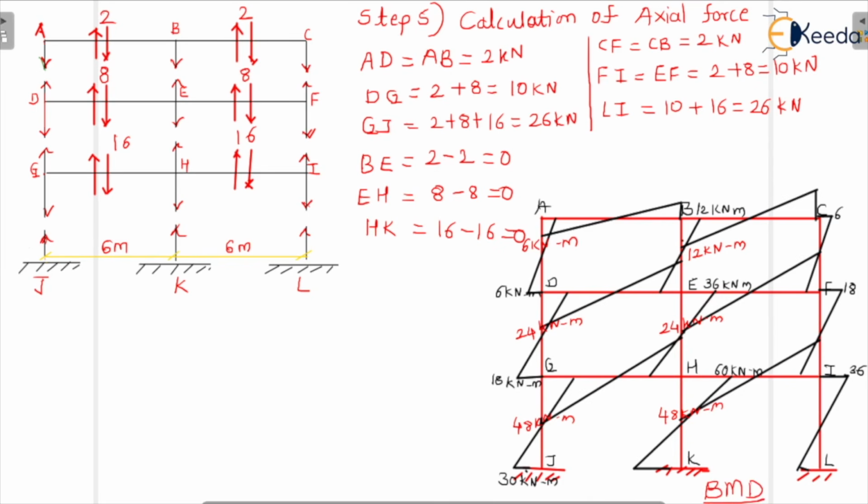So students, this is a little lengthy, but it's easy to do. Lengthy, but you have to go step by step, then it is an easy problem.